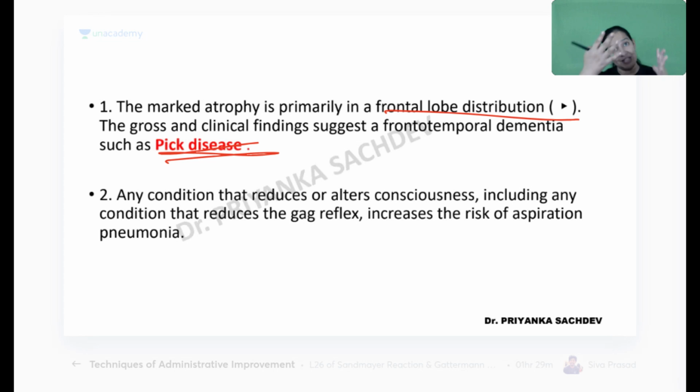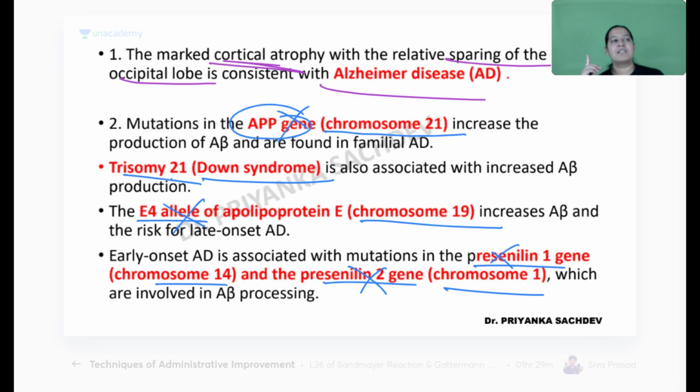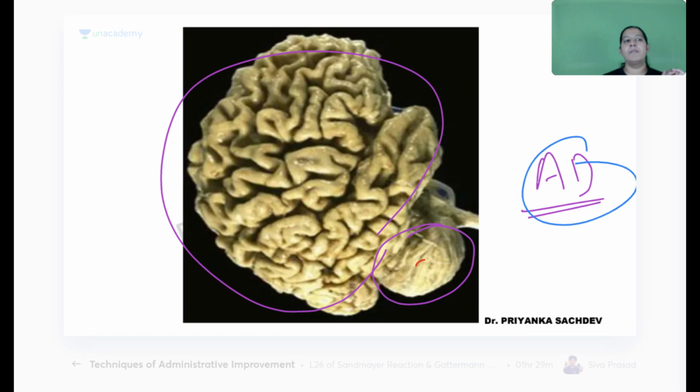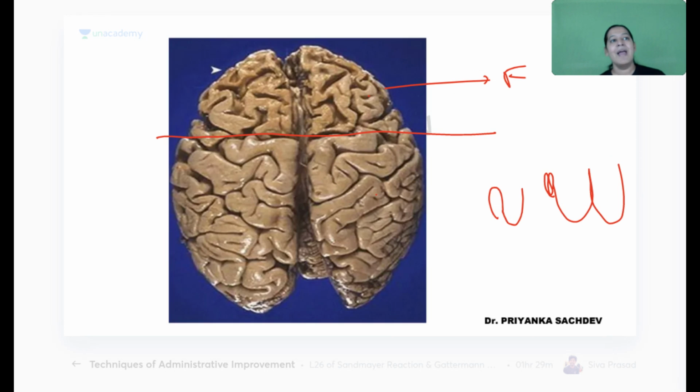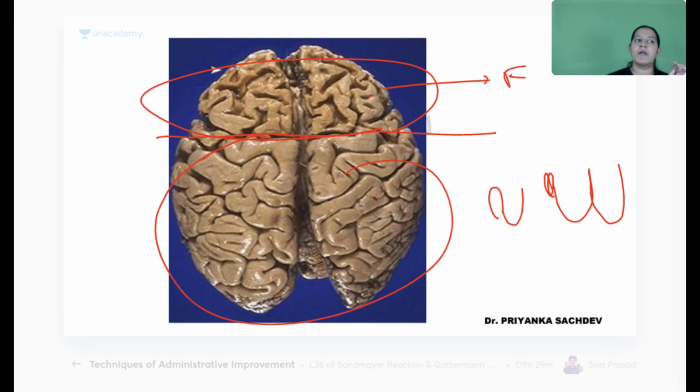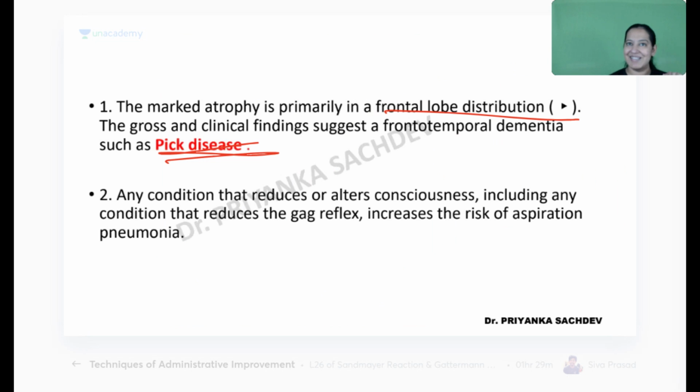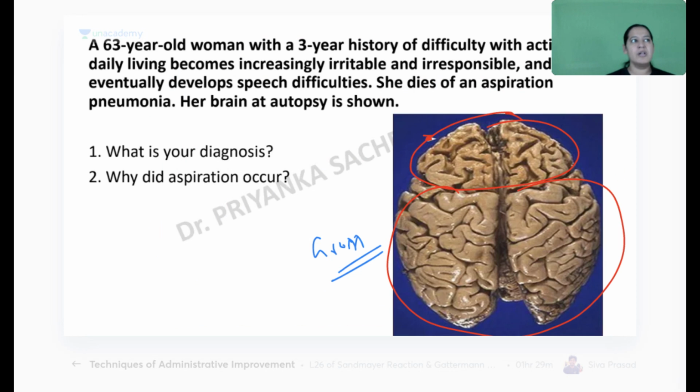So if atrophy takes place in the whole cortex, sparing the occipital lobe, that was our last image. You can see the occipital lobe is spared and the rest of the brain is showing atrophy. So the diagnosis was Alzheimer's disease. Say yes or no, give me a thumbs up. And here in this diagram, you can see atrophy only in the frontal lobe. The rest of the brain is normal. It is not showing atrophy. So the diagnosis is Pick's disease. Now we will read the question also.